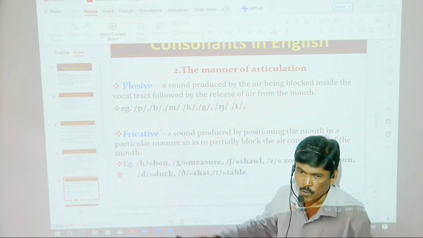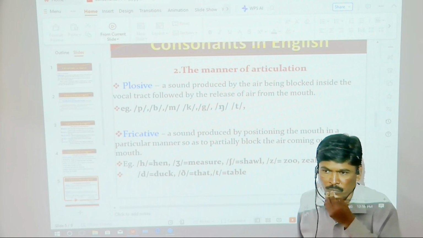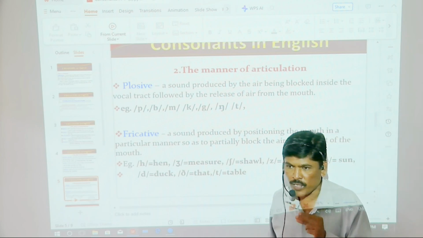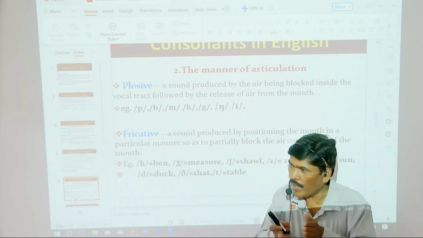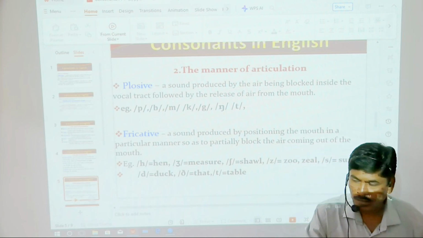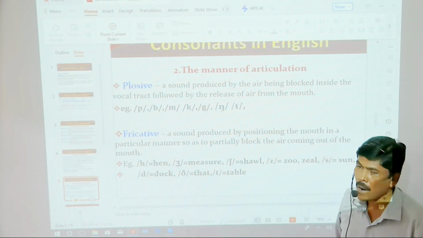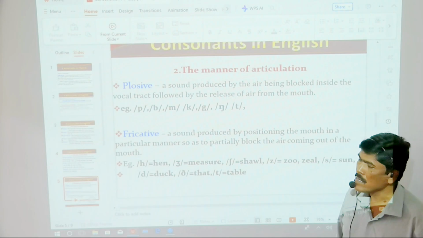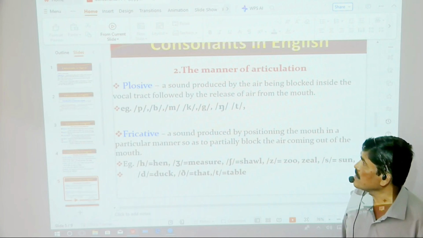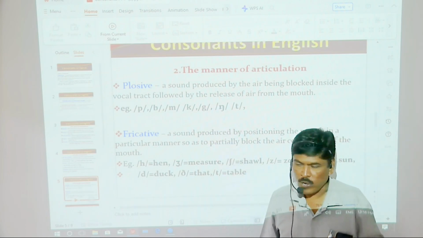That time some sounds are produced. For example, pa. See, air is blocked when we bring the two lips together. Air is blocked in the mouth cavity, and then immediately when we open the lips, air comes out. That time the plosive sound pa is produced. Pa, ba, ma, ka, ga, na, and ta. These are the plosive sounds.